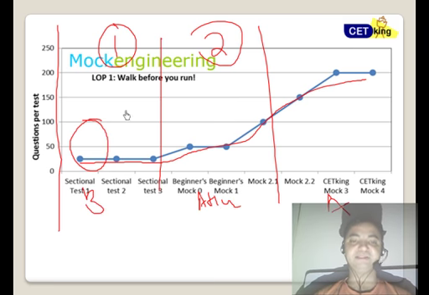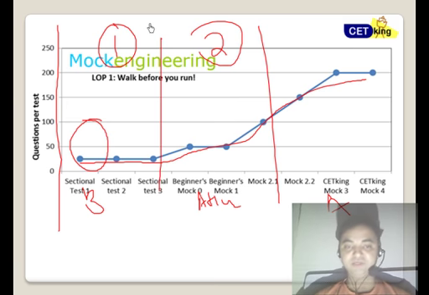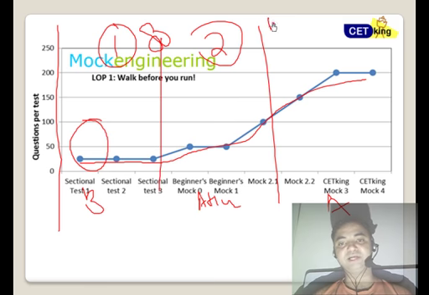The first phase is basics. Your target at the end of phase 1 should be around 80 marks out of a 200 mark paper. The phase 2 target should be around 120 marks, so that we can reach the 150 target in phase 3 out of 200.